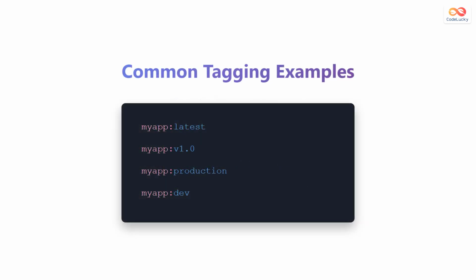Here are some common tagging examples. myapp:latest refers to the most recent version. myapp:v1.0 specifies a particular release. myapp:production could mark an image for the production environment, and myapp:dev for the development environment.